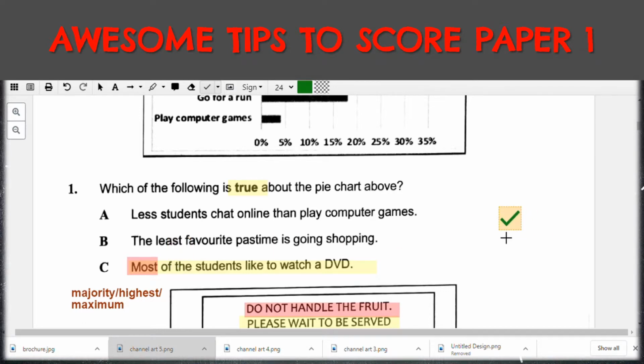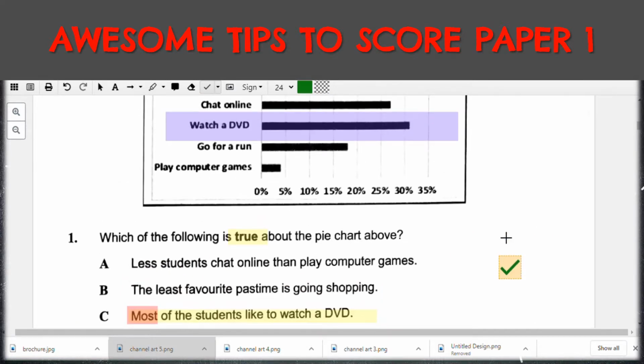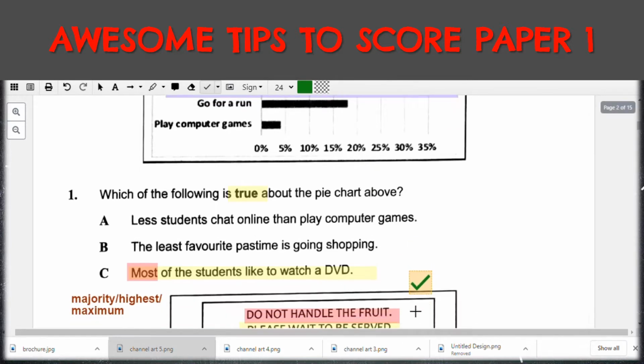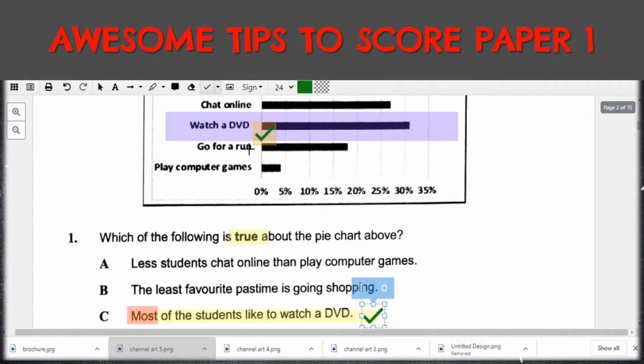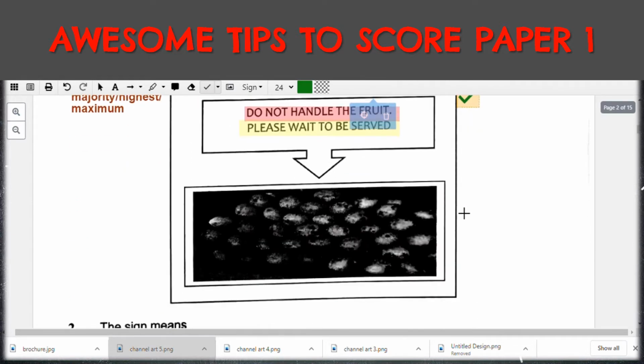So look at the chart here. Look at the pie chart. So which one shows the most? Of course, watch a DVD. So the correct answer is C. Most of the students like to watch a DVD because it has the highest. Now let's move to question 2.